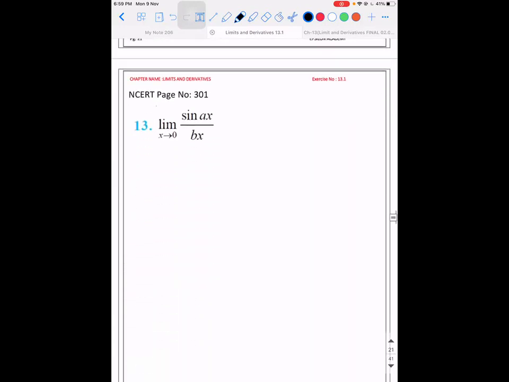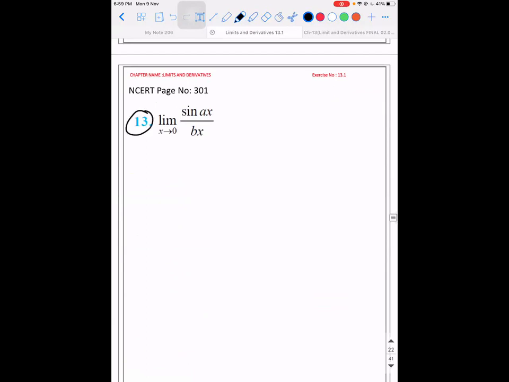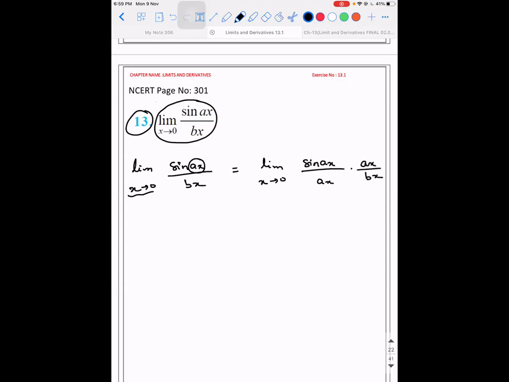Okay, this is the 12th one. What about the 13th? Limit x tends to 0, sine ax divided by bx. If it is sine of ax, what should be in the denominator? Ax, right? So we need to divide it and compensate it. It will be sine ax divided by ax into ax divided by bx.